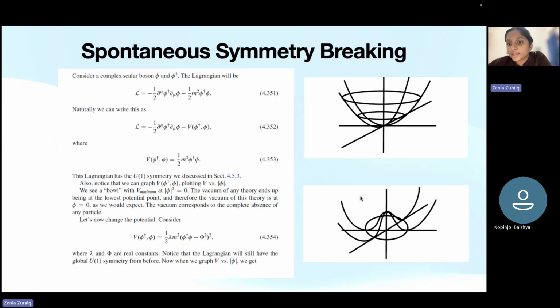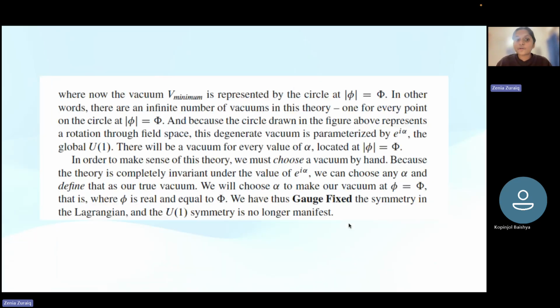Now you can see that the minimum is not at a single point. This is supposed to be a 3D picture with two axes, which is not very well seen, but basically there's a whole ring of points. The phi equals 0 point becomes a local feature, and the minimum becomes this whole ring of points, right? This entire circle is the minimum.